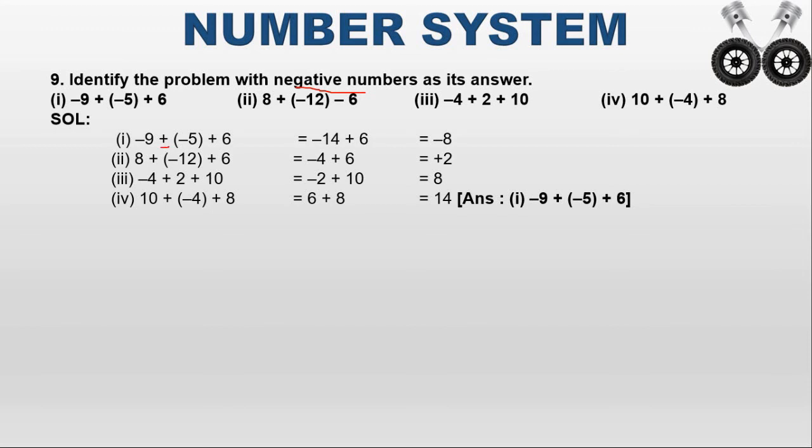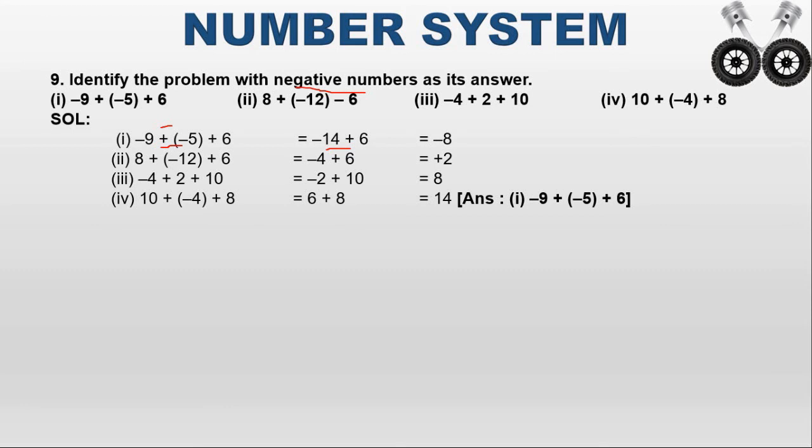So first you have to change the sign. So plus into minus, it will become minus. So minus 9 minus 5. So both are having the same sign. That means you have to add. So 9 plus 5 it will become 14. So what is the sign here? Because the number's sign is negative, you have to write it as minus 14.